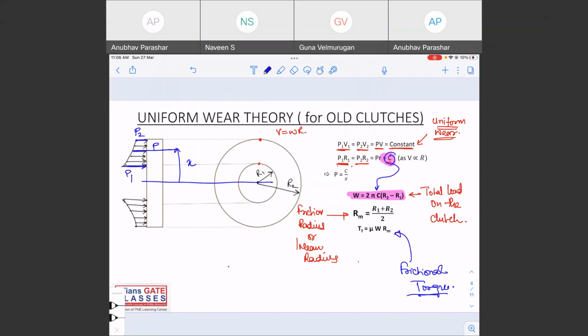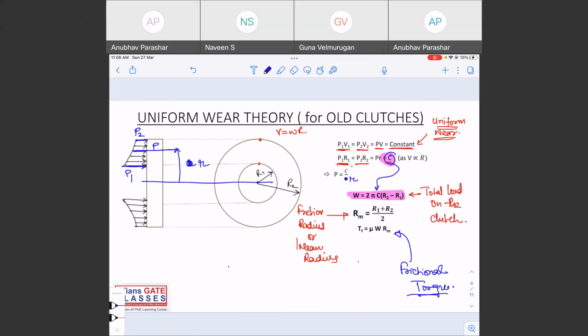Right? In place of X, it would have been better if I write it R, at any radius R. This is better actually. So if you calculate C, only then you'll be able to calculate W. So C is equal to pressure multiplied by the radius at which the pressure is given. So you might be given P2 and R2, or you might be given P1 and R1, or you might be given P and R. You should be able to calculate W. So the formula is simple here. Otherwise everything else is same.